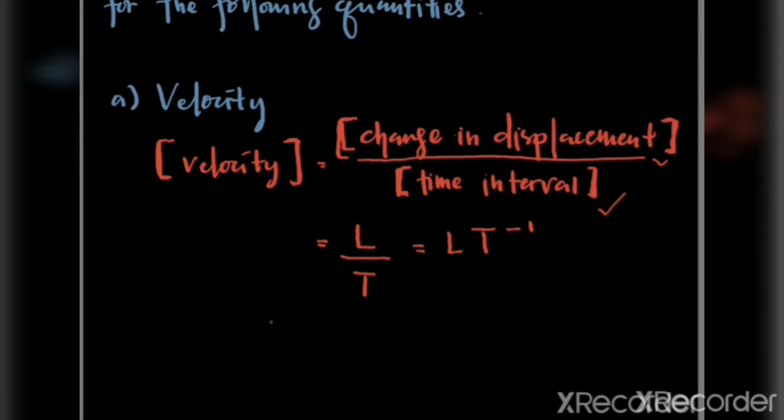Therefore, the SI unit: for length, the unit is meter, and for time, the SI unit is second. Therefore, the SI unit for velocity is meter per second.